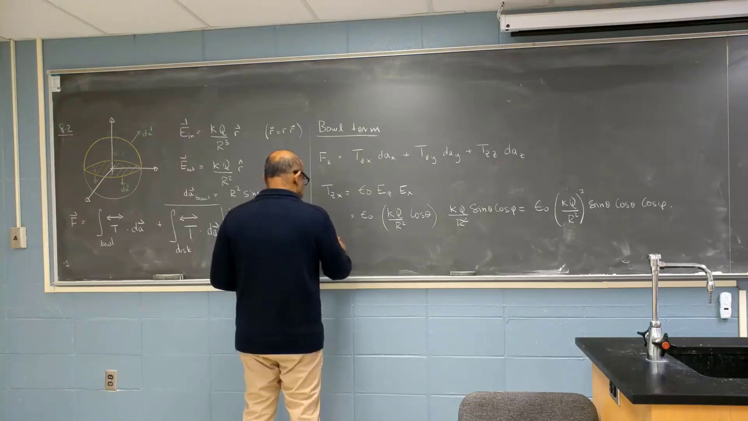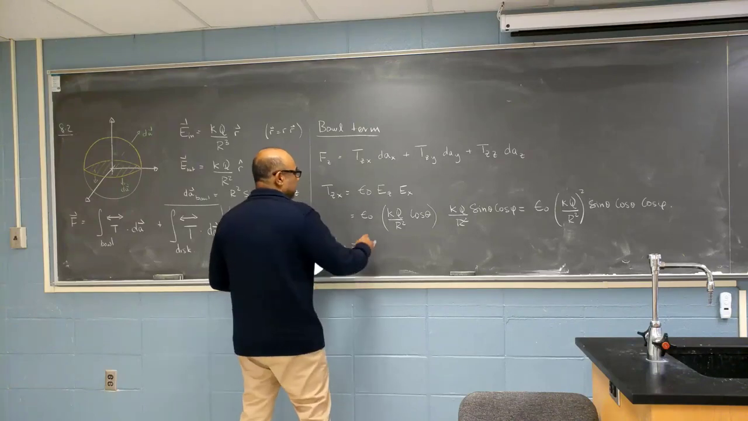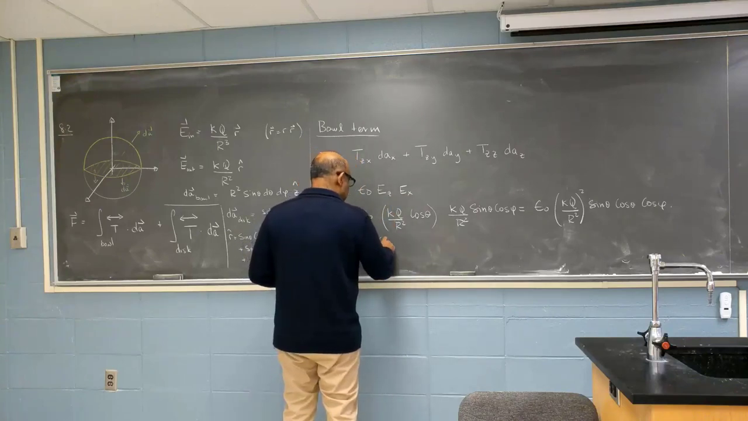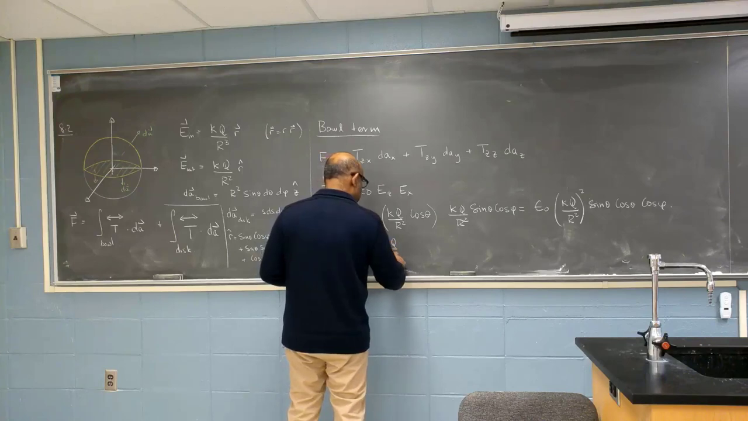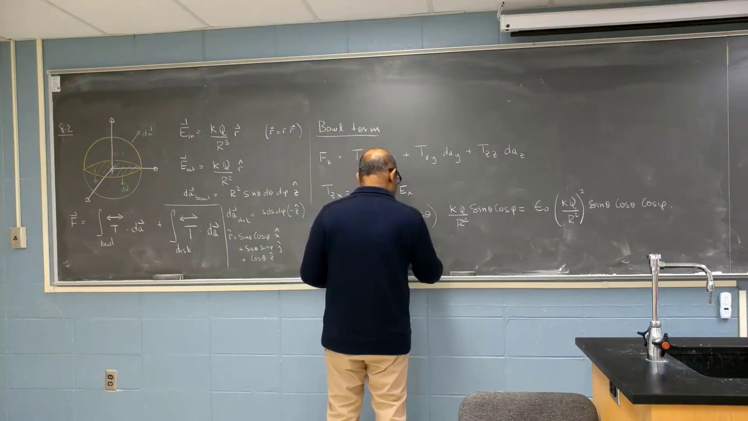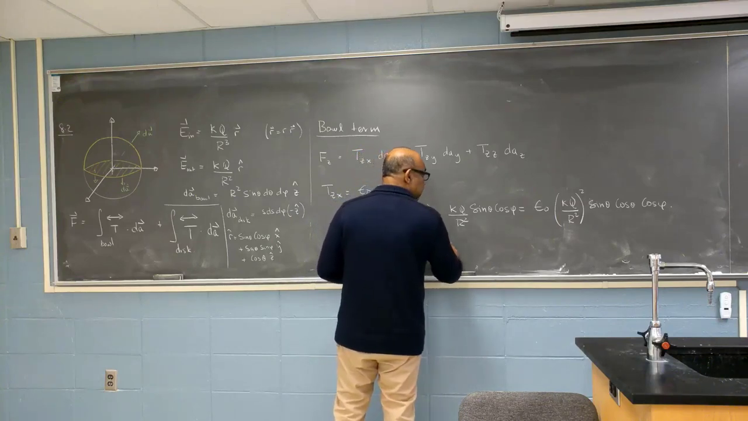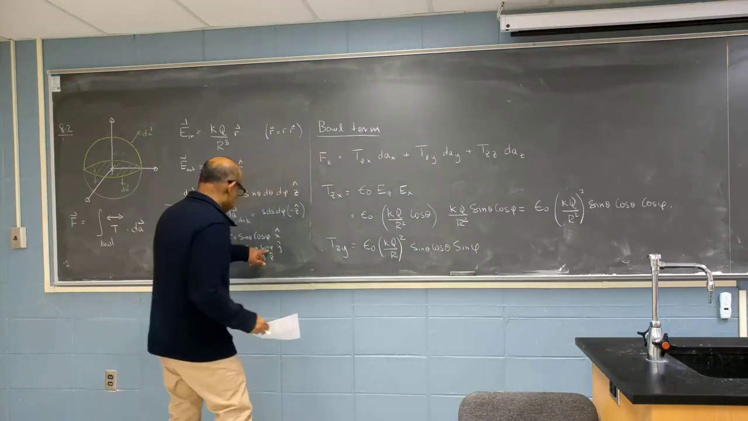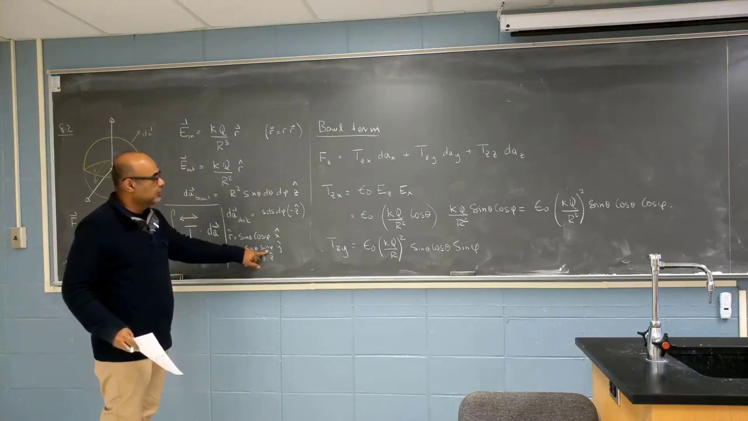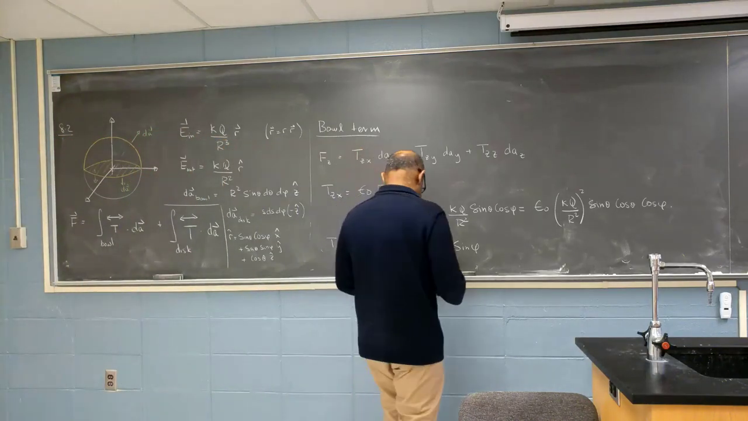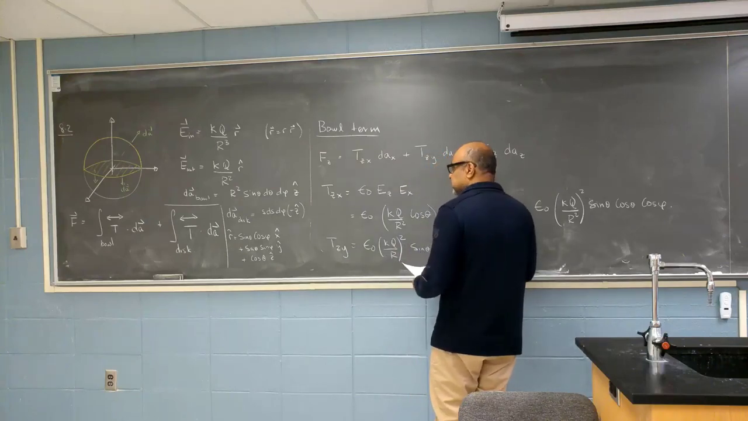Then I have T_ZY. Well, it is easy, E_Y. You can easily guess what's going to happen. The only difference is kQ over r squared, and I get sine theta cosine theta sine phi, because now I need the Y component. Y component is sine. Let's compute T_ZZ.